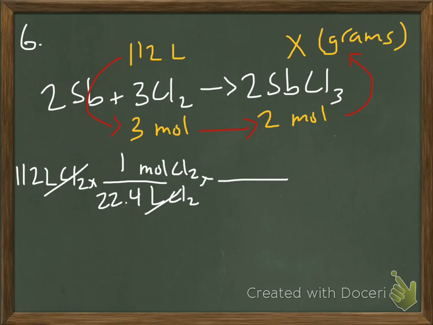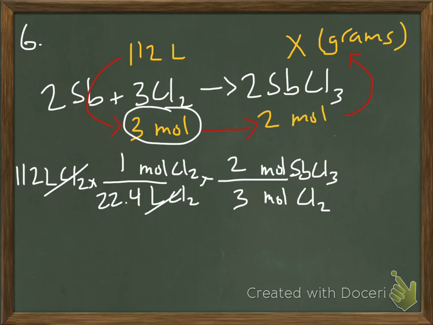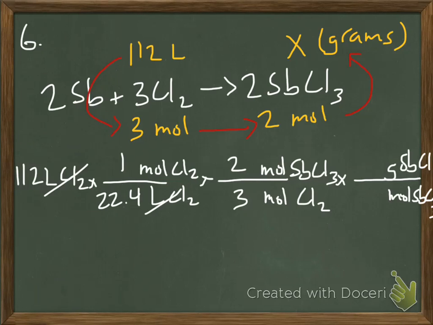Next, let's go to moles of antimony chloride. So we have moles of chlorine on the bottom. There are 3 moles of chlorine, and there are 2 moles of antimony chloride. I got that by looking at these numbers right here. And then finally, this is moles of SbCl3, we're going to go to grams of SbCl3. So these two numbers right here, I'll use the letter X.